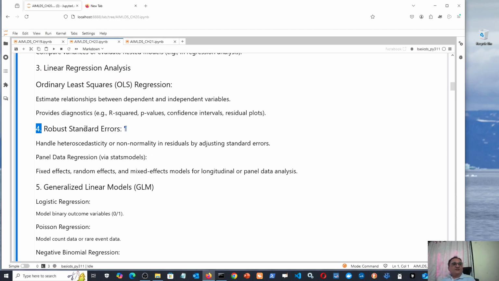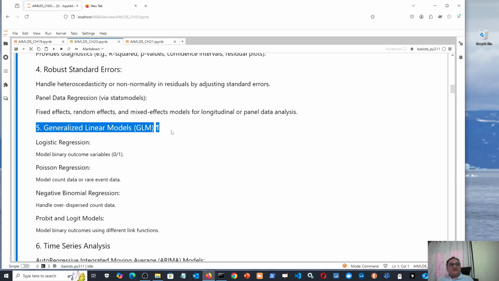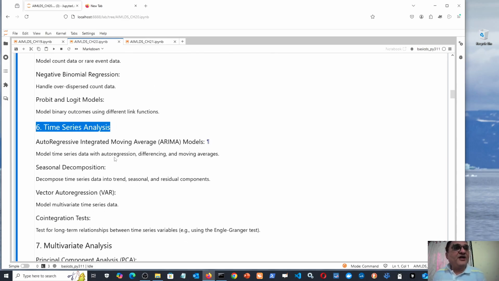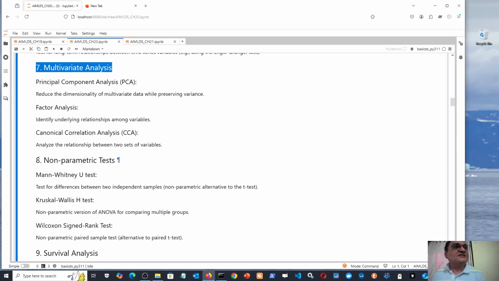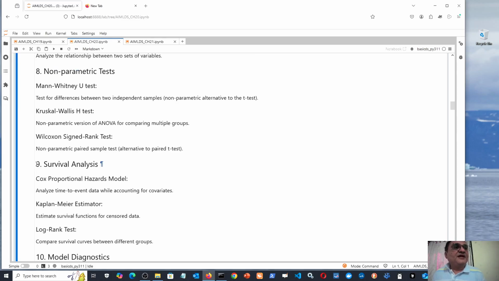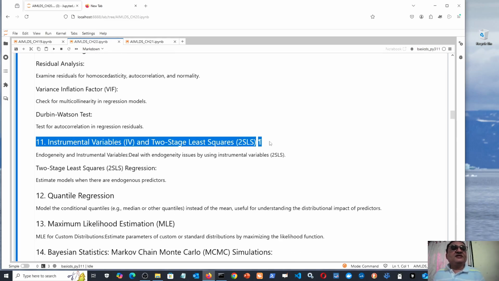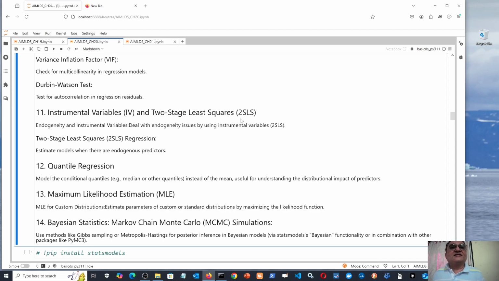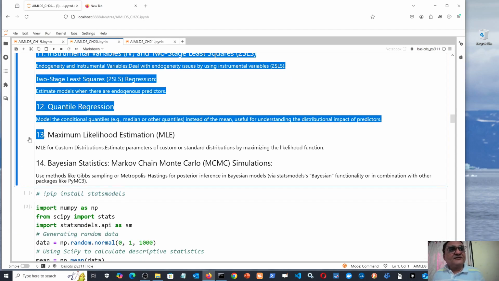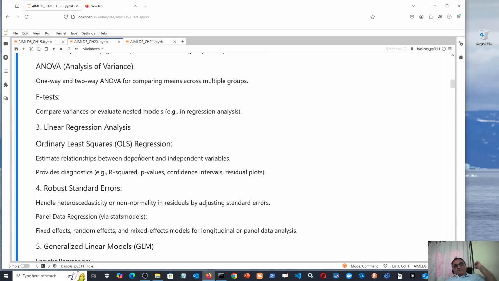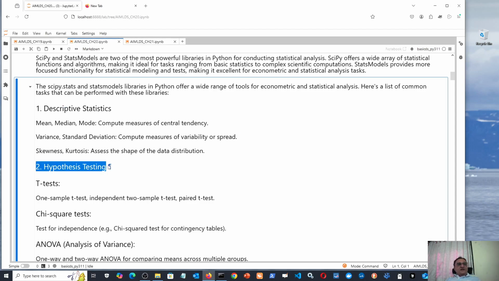OLS regression. Then robust standard errors, which we will do as the course progresses. Generalized linear models, time series analysis, and multivariate analysis also we will do as the course progresses. Non-parametric tests, then survival analysis and model diagnostics. Then instrumental variables (IV) and two-stage least squares (2SLS), quantile regression, maximum likelihood estimation, and Bayesian statistics, in which the important thing is Markov chain Monte Carlo simulations. Most of this will be covered in subsequent chapters, and some have already been covered.